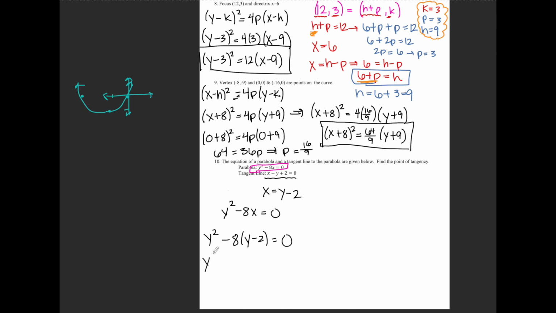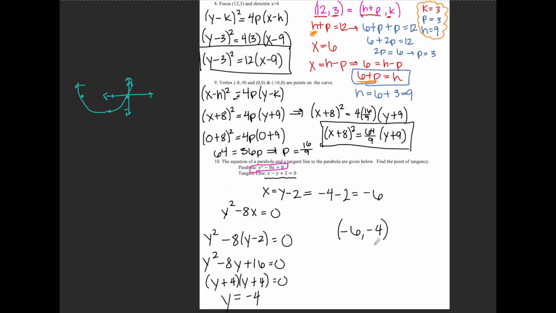And now I can solve. So I have y squared minus 8y plus 16 equals 0. That factors to (y plus 4) squared, which gives me y equals -4. So I know that they're intersecting at y equals -4. I just now need to find that x value to find the actual point that they're intersecting at. So I can plug in -4 for y in y minus 2. That gives me -6. So the point of tangency of the parabola and this line is (-6, -4).